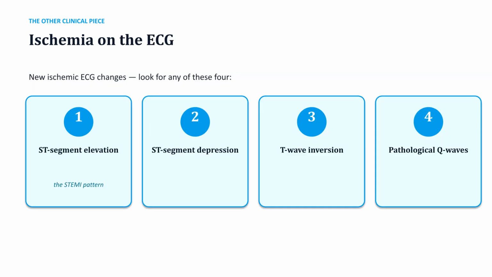The second part of diagnosing ischemia involves the ECG. Look for 4 key changes: ST segment elevation, which indicates a potential STEMI, ST segment depression, T-wave inversion, or the development of pathological Q waves. Any of these new findings alongside clinical symptoms provides the evidence of ischemia required for a diagnosis of infarction.